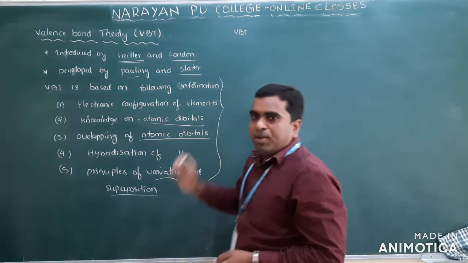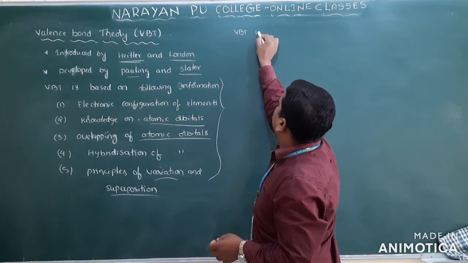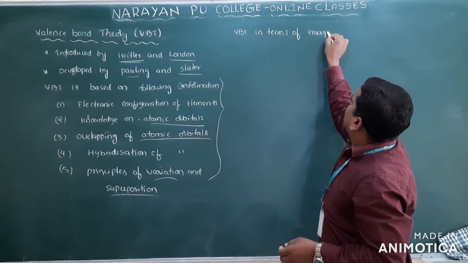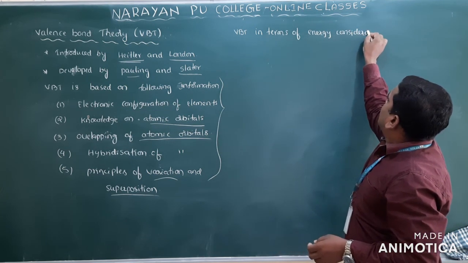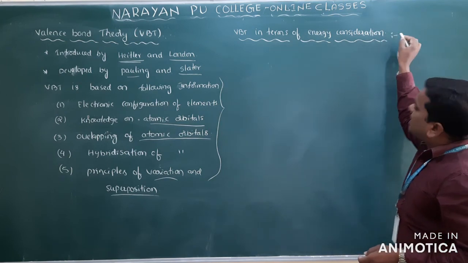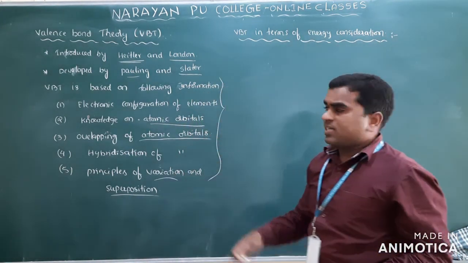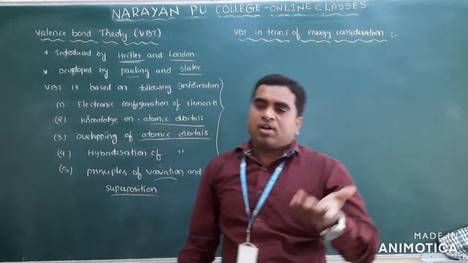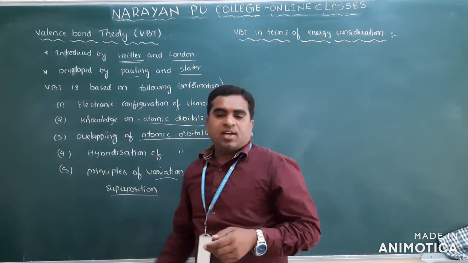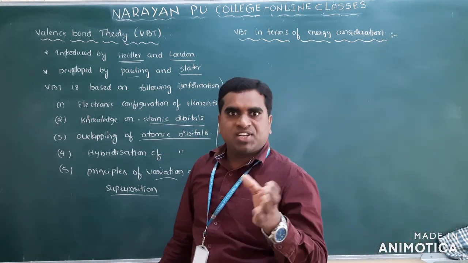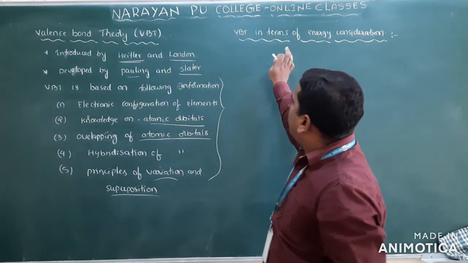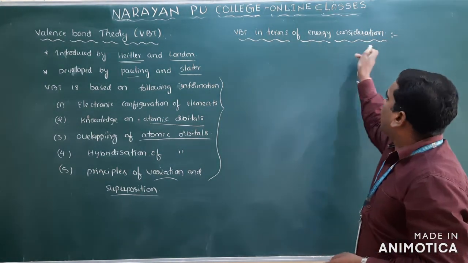So right here: VBT in terms of energy consideration. So this theory explains it. I already mentioned the main limitation of the Lewis concept. One limitation is the shape, which is overcome by the VSEPR theory, but the second limitation is the energy released during the formation of a covalent bond between atoms. Lewis does not explain that. So that is explained by VBT, that is, VBT in terms of energy.